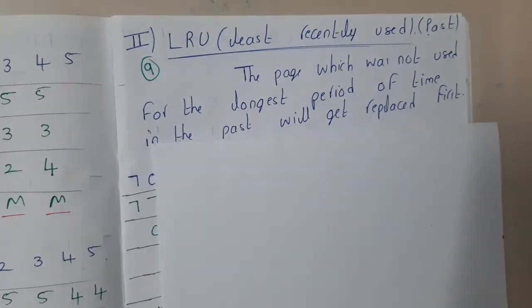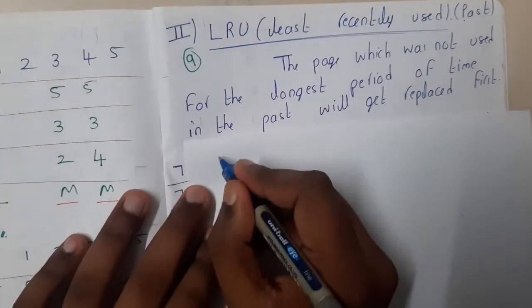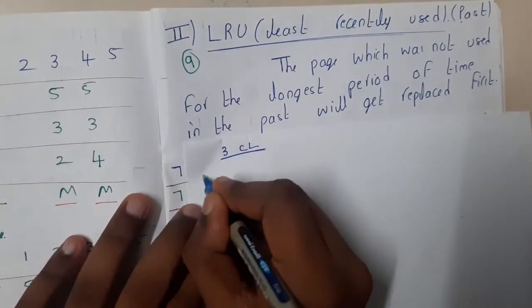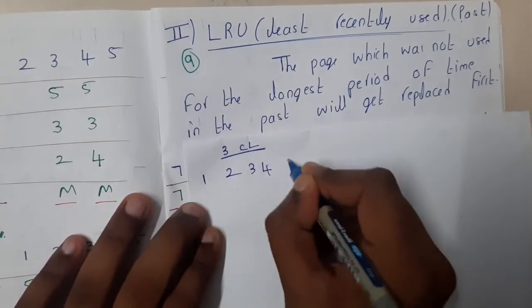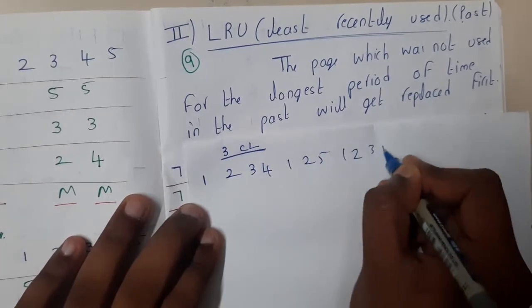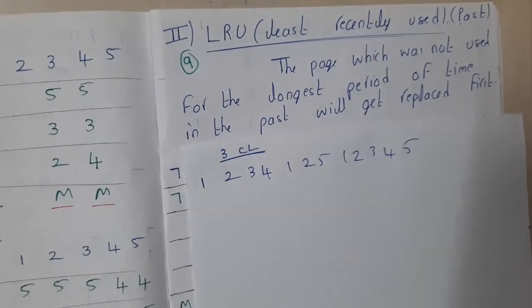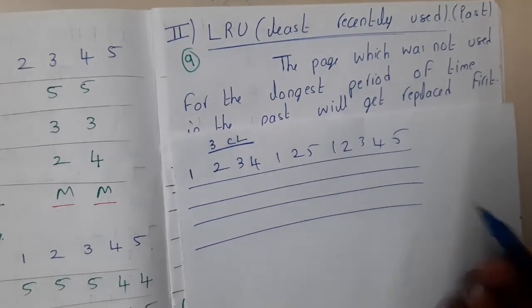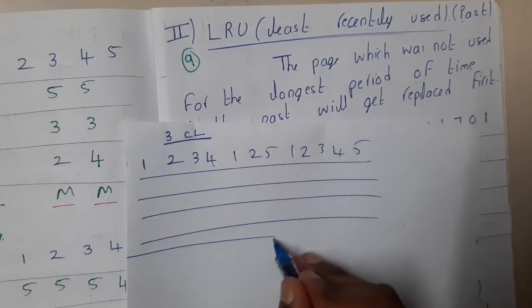So anyway, I'm always ready to solve it. Let us start. Initially, let us assume we give 3 cache lines. The input is 1, 2, 3, 4, 1, 2, 5, 1, 2, 3, 4, 5. How many cache lines did I say, guys? 3 cache lines. So let me draw the lines for 3 cache lines. Let me draw a line in between.